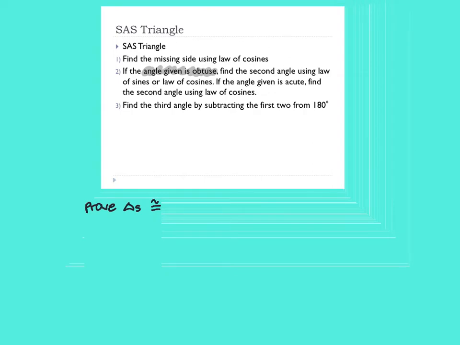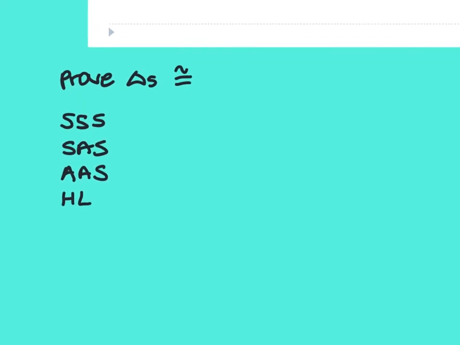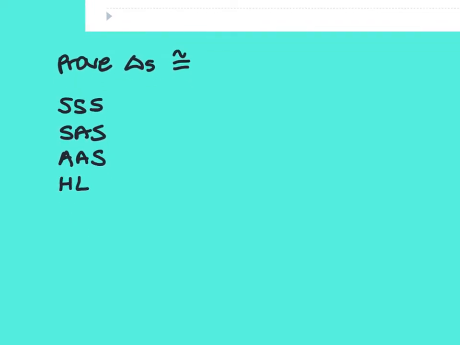Geometry, so very long ago. Side side side is one of them. Side angle side is one of them. Three angles? No, 3 angles is not one. Angle side angle. Angle angle side. HL, hypotenuse leg. Nice. That's the one everybody forgets about. There's one more. You can do it. So these are ways to prove triangles are congruent.